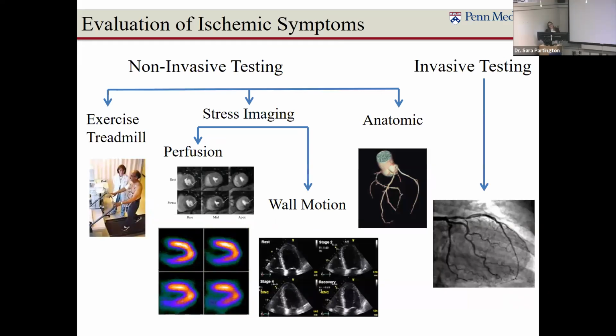Well, I don't think I have to tell anyone here in this audience that when we think about evaluation for ischemic symptoms, we have a whole menu of options that we can think about. Everything from the exercise treadmill test, the stress imaging with perfusion imaging, looking at wall motion, anatomic assessments that are non-invasive, and then of course we always have invasive angiograms.